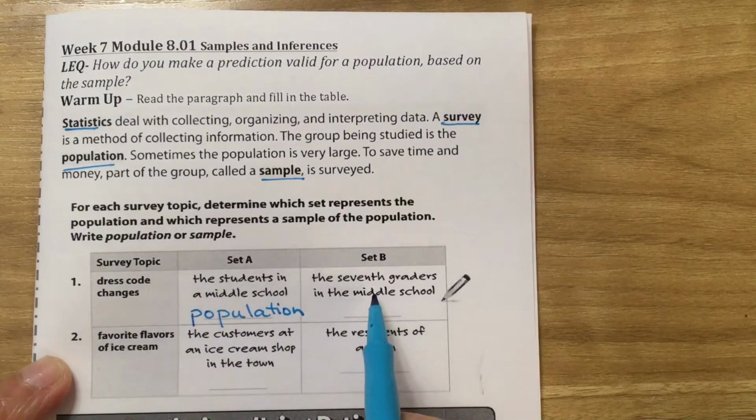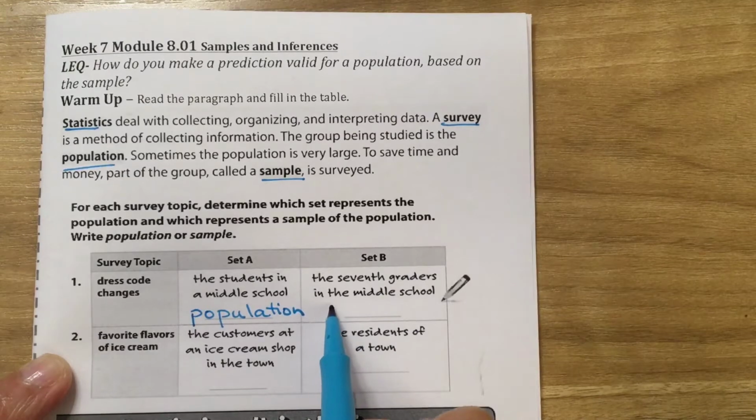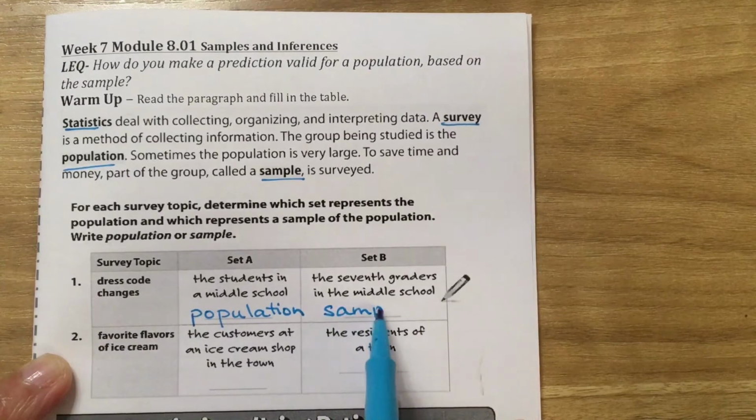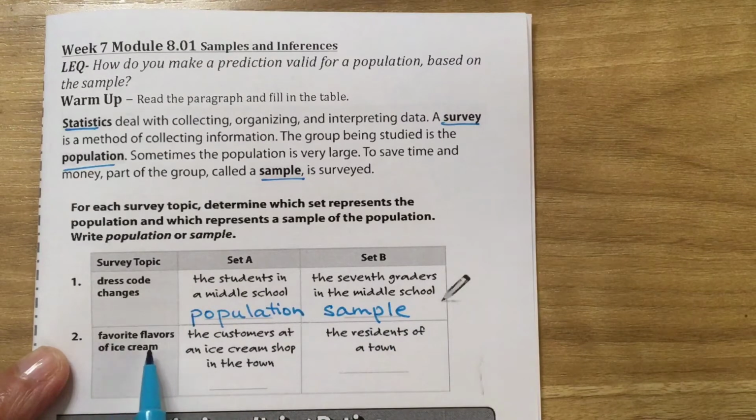And set B are the 7th graders in the middle school. That's only a small portion. This would be a sample. Favorite flavors of ice cream. So we have the customers at an ice cream shop in the town, or the residents of a town. So when we're talking about the smaller group here, this is our sample. And then the population of the town are all of its residents.